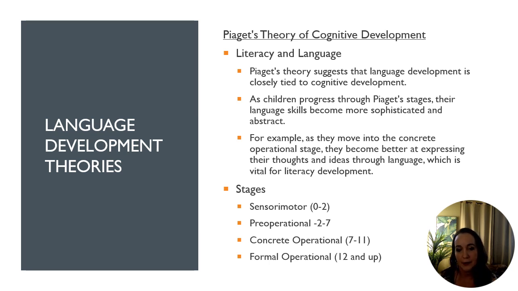So, for example, as they move into the concrete operational stage, they become better at expressing their thoughts and ideas through language, which is vital, as we know, for literacy development. So there's the stages right in front of you. We've got the sensorimotor from 0 to 2, the pre-operational from 2 to 7. We've got the concrete from 7 to 11, and formal operational from 12 and up.